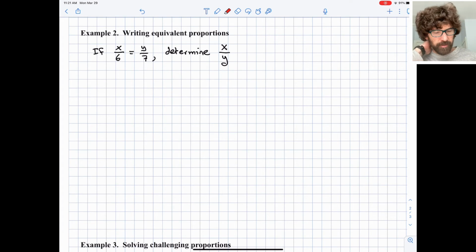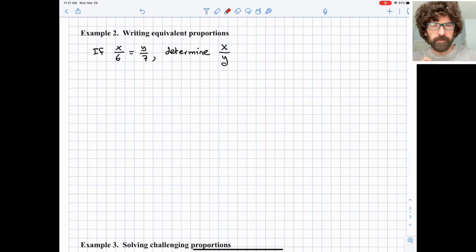Another problem you might come across is to write equivalent proportions. The instructions here say if x over 6 is equal to y over 7, determine what the ratio of x to y is, or determine what x divided by y would be. We're not going to be able to solve for x or y as a particular value because we have 2 variables and only one equation here, but we can determine the ratio of x divided by y.